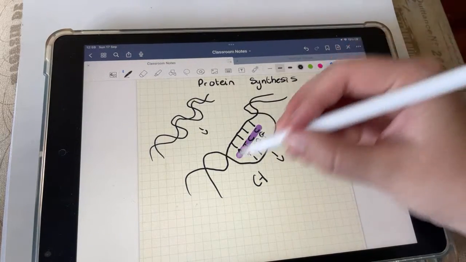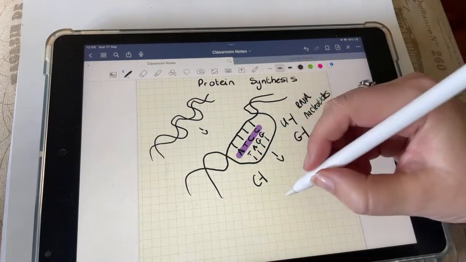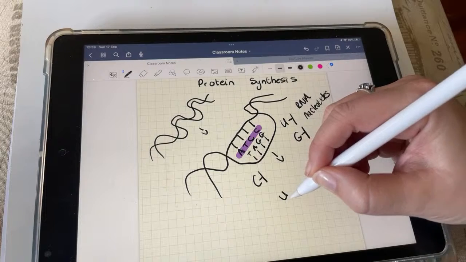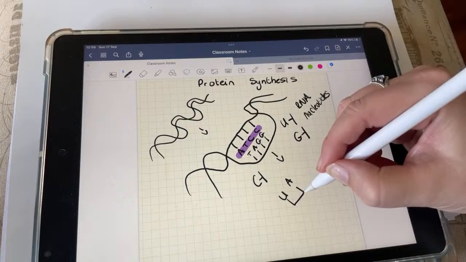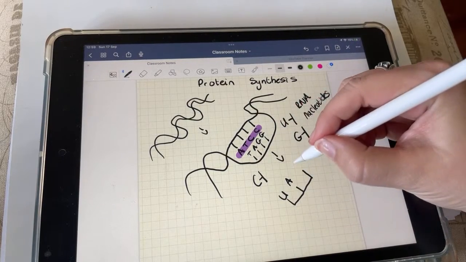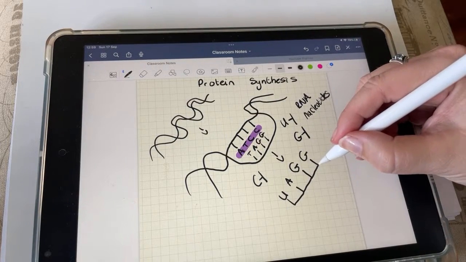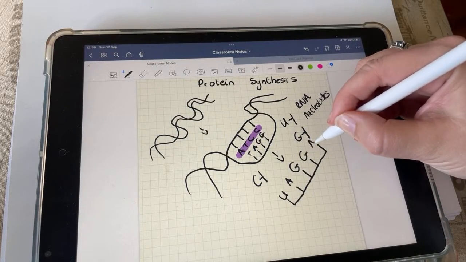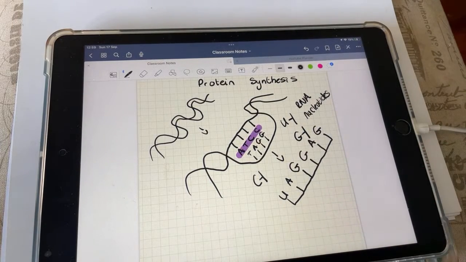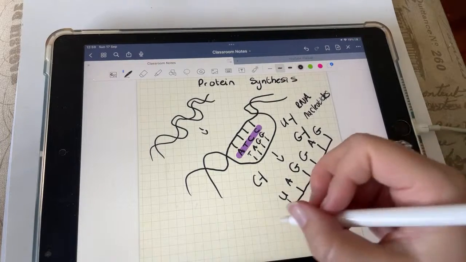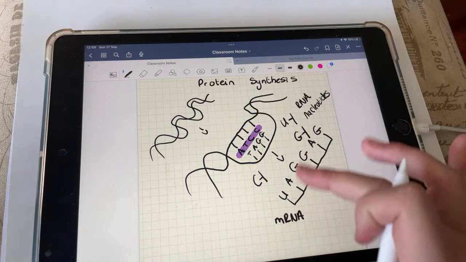So let's do the complementary side, and I'm actually going to add on a few extra letters. So if this is A, it means it'll be U. That's T, so it's going to be A. C is G. C is G, and I actually want to add two more on here. So we've got at least 6 because I want to work in 3s. Okay, so now I have formed a piece of mRNA. That's what this piece is.